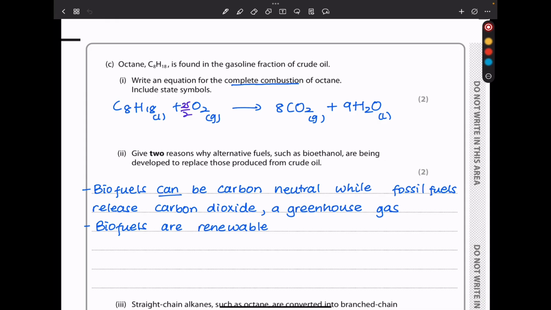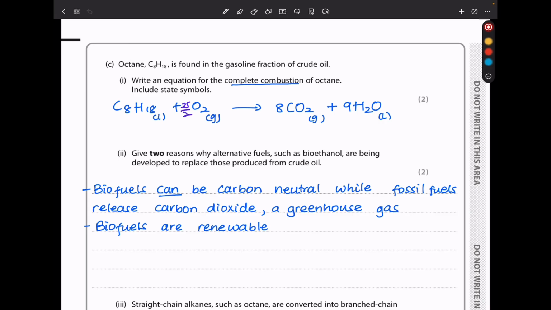Here they say octane, which is found in the gasoline fraction of crude oil. They say write an equation for the complete combustion of octane and include state symbols. This is octane, and if it's reacting with oxygen, it's going to produce carbon dioxide and water. When we're balancing this kind of question, we begin by balancing the carbons. Since there are 8 here, and all the carbon ends up as CO2, I'm going to write 8 here to balance that. And since all the hydrogen ends up in water, and this is 18, I'm going to put a 9 here to make that 18.